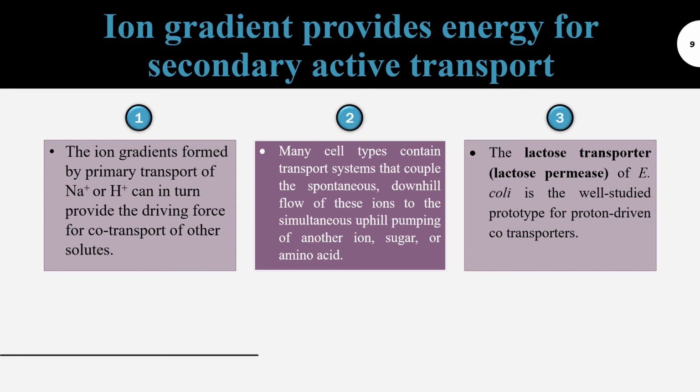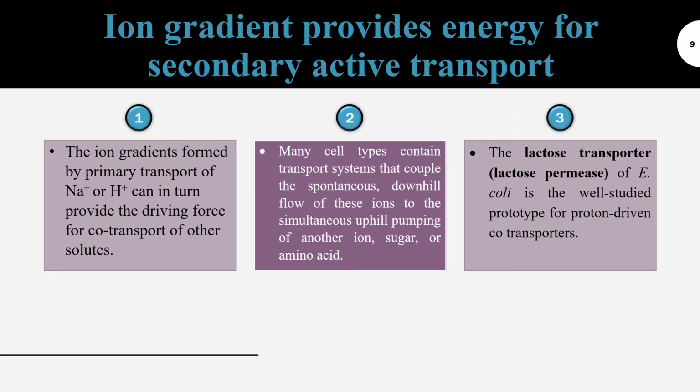Now we are going to explore this topic with one example, and that example is the lactose transporter. Ion gradient means the difference in the concentration of ions across the membrane. Generally in biological systems, two different ion gradients can be used. The first is the sodium ion gradient, and the second is the proton gradient. These gradients can provide the energy for the transport of other solutes.